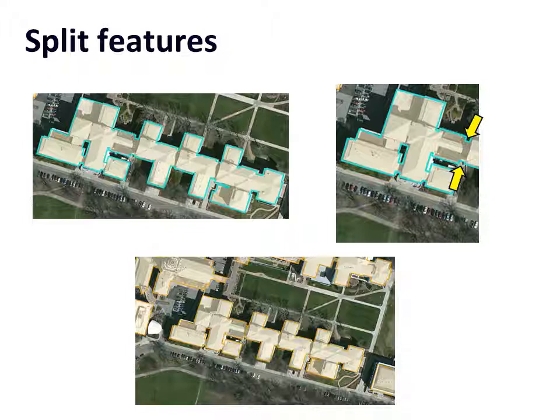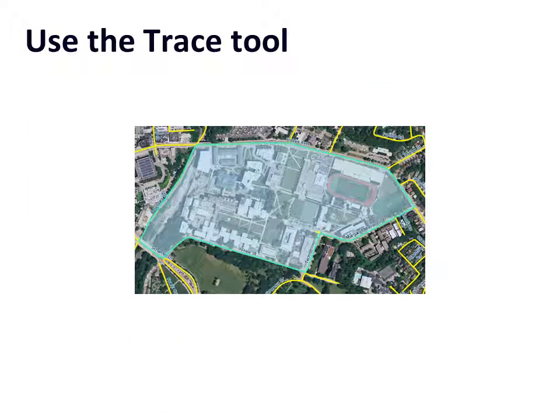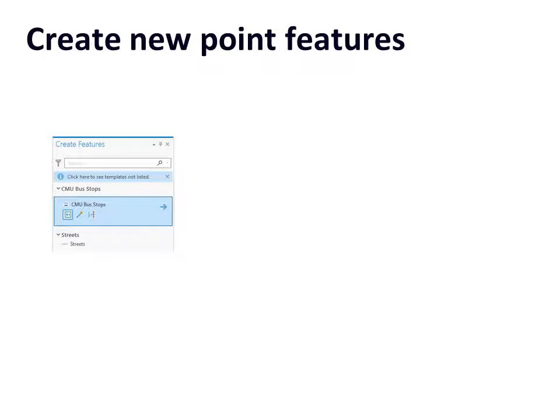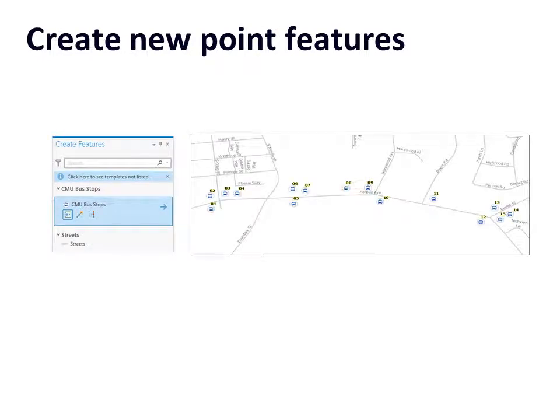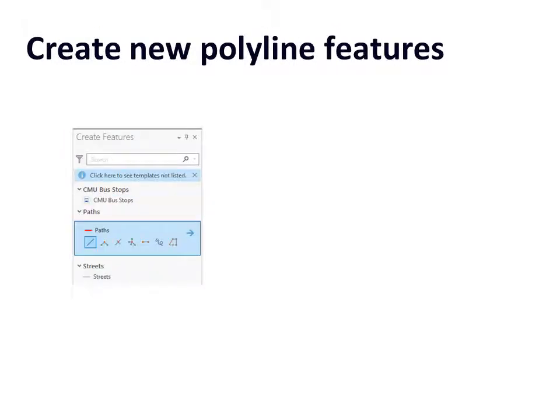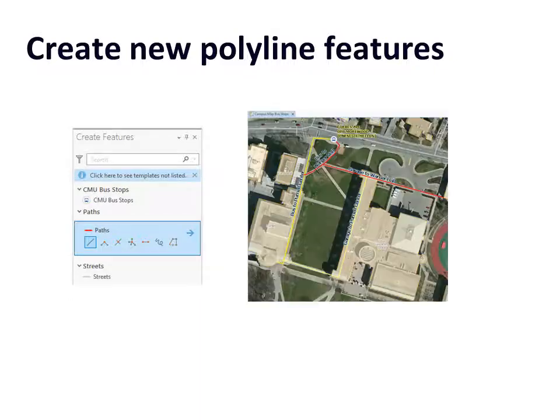We can also split features apart, so that instead of having this big, long, massive looking polygon, it turns out it might actually be several little polygons. And then we can go around and trace things as well. We can create new point features. We can create new polylines.